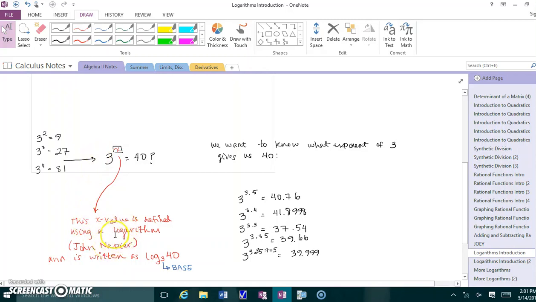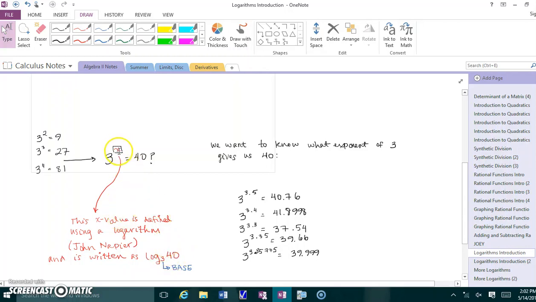So what mathematicians did, John Napier, this mathematician I named here, he's one of the ones that came up with the name and was responsible for defining logarithms. This x value, the mystery exponent, is defined using a logarithm, and it is written as log base 3 of 40. Now notice when you write a logarithm, there is always a base. Sometimes a base is not written, and we're going to talk about why that is. Even if it's not written, there always is a base, and the base needs to be written smaller. And this larger number is what you're doing the logarithm of.